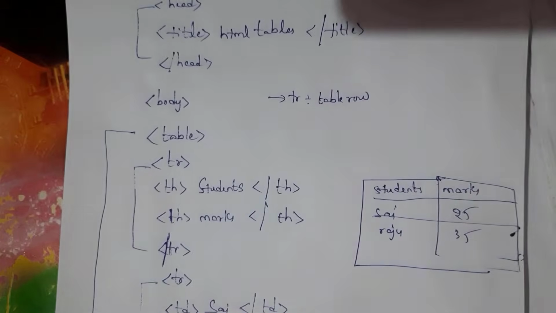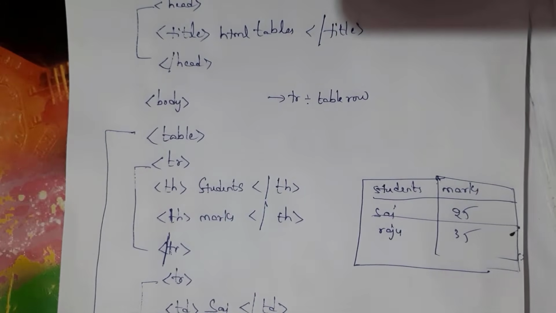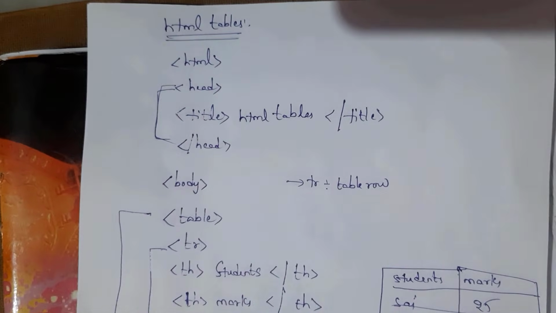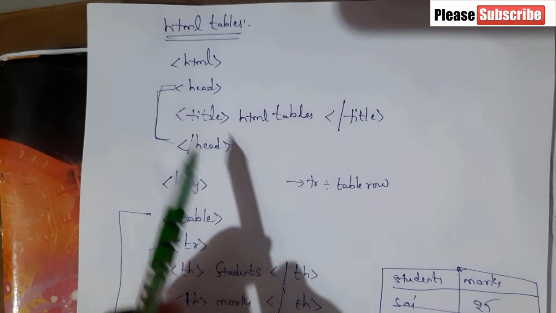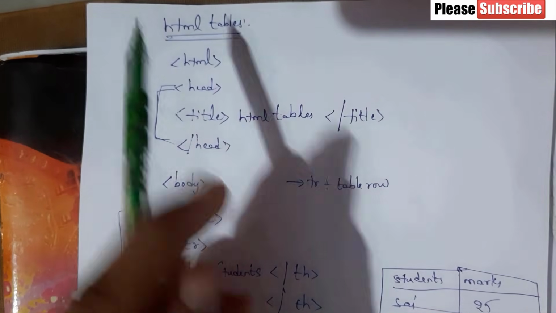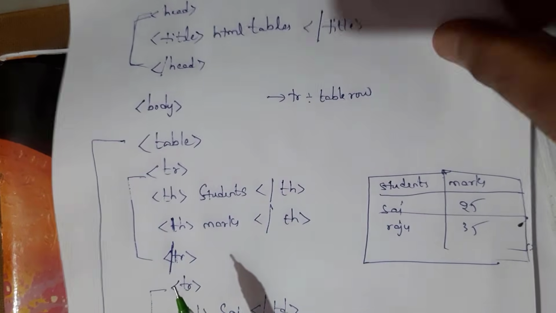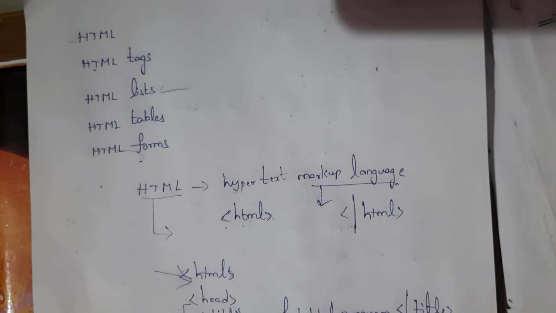I hope you got this HTML table. For every program you need to write head and body. Inside head you need to include the title. Here the topic is HTML table, so I took the title as HTML tables, and inside the body we need to write the actual program. Next topic is HTML forms.